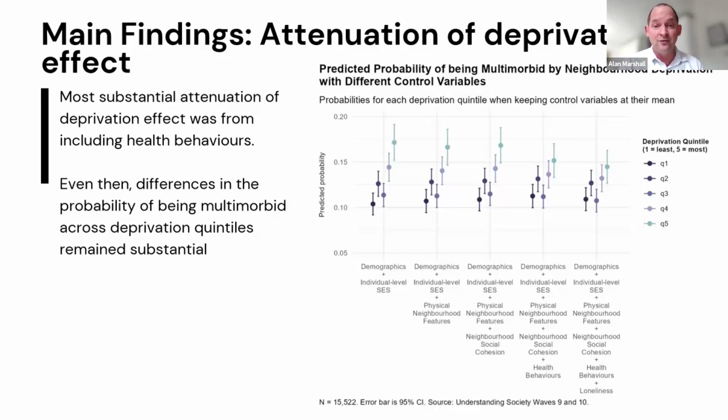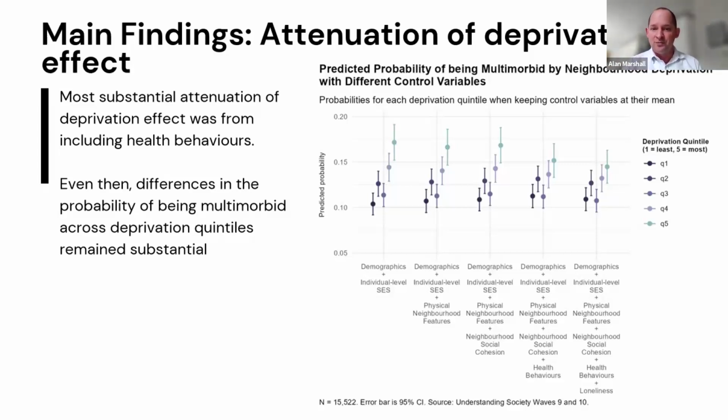And you can see here a kind of gradient in these predicted probabilities going from quite low probabilities to higher probabilities. And this gradient is going from the least deprived neighbourhoods, which have the lowest probability of multimorbidity, to the most deprived neighbourhoods, which have the highest probability of multimorbidity. So you can see in the first model, which only included demographics and people's individual social and economic circumstances, the range is from a probability of about 0.1 or 10% to about 0.175 or 17.5% in the most deprived places, so about a 7.5% gap.